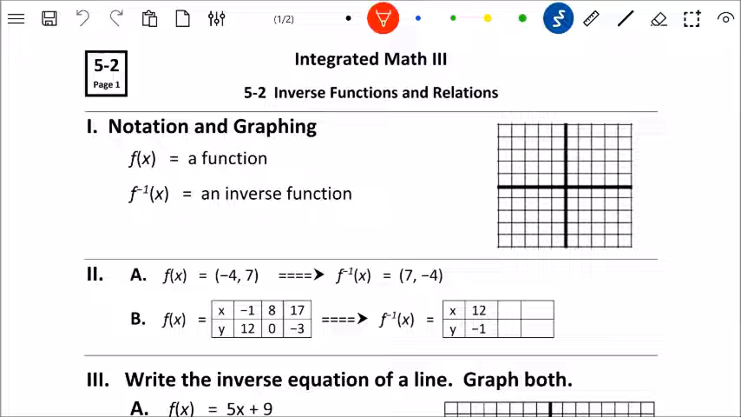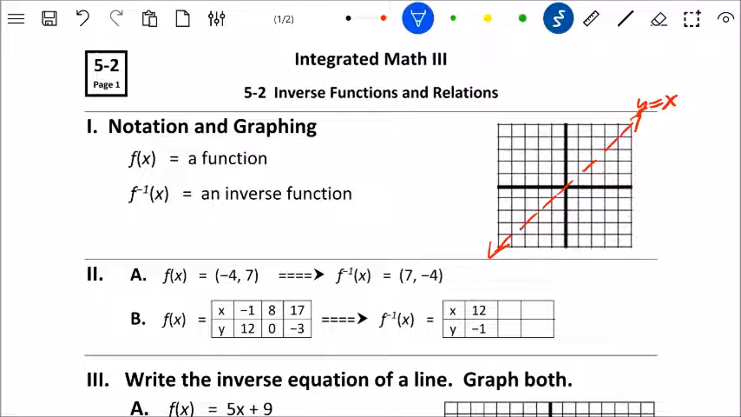Now, I'm going to set this up with a function and an inverse function. And the first thing to focus on is the parent function of a linear equation, which is y equals x. That is also the line over which inverses flip over each other.